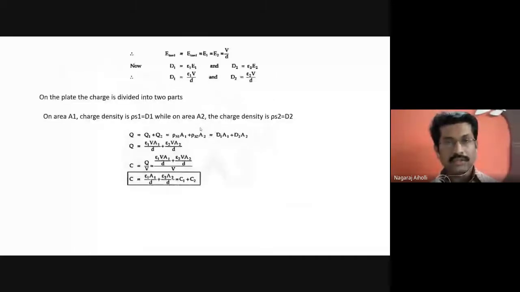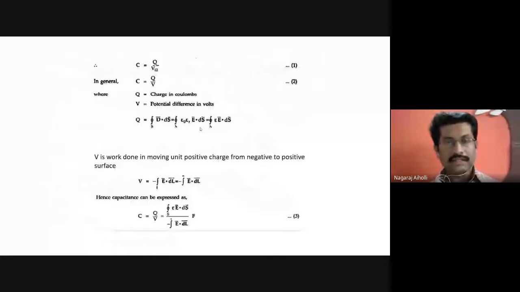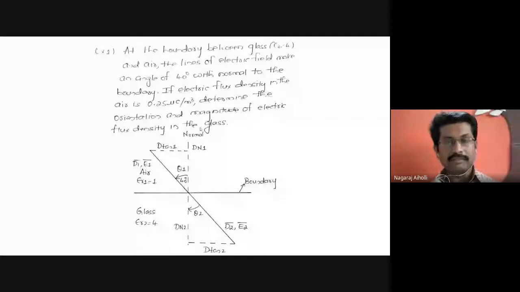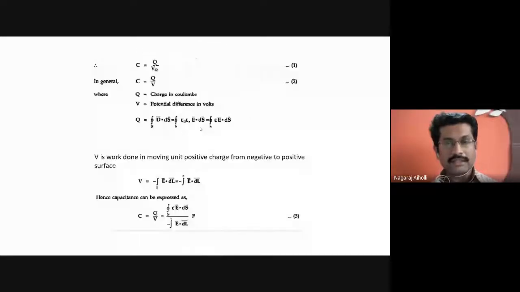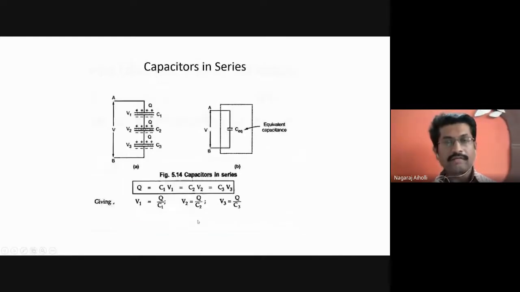Okay. So in today's class, we have discussed, starting with an example on the boundary condition between two dielectric media. Based on that, we solved an example, and then we studied the concept of capacitance. The equation for capacitance is C is equal to Q by V, that is closed surface integral epsilon E bar dot ds bar divided by minus line integral from negative to positive E bar dot dl bar, farads.